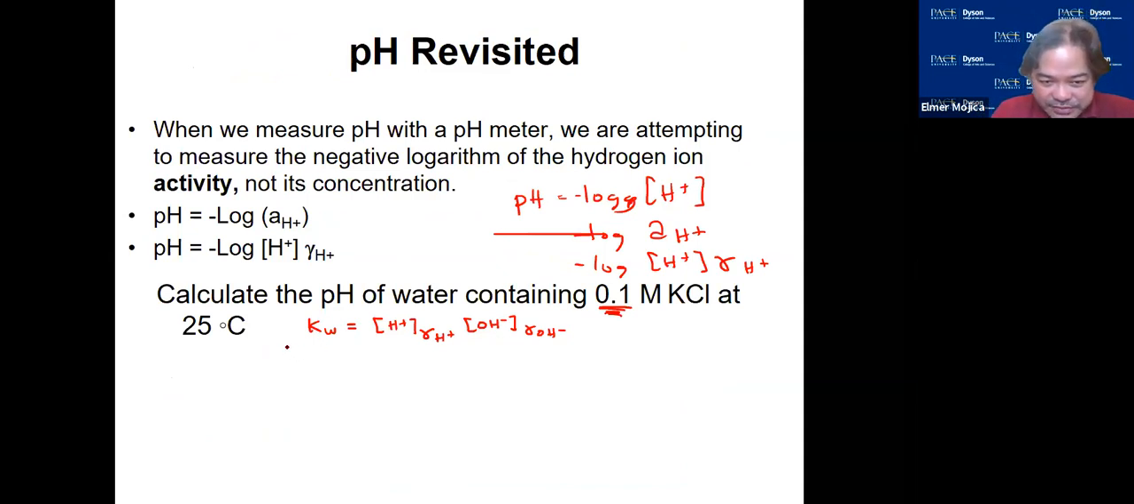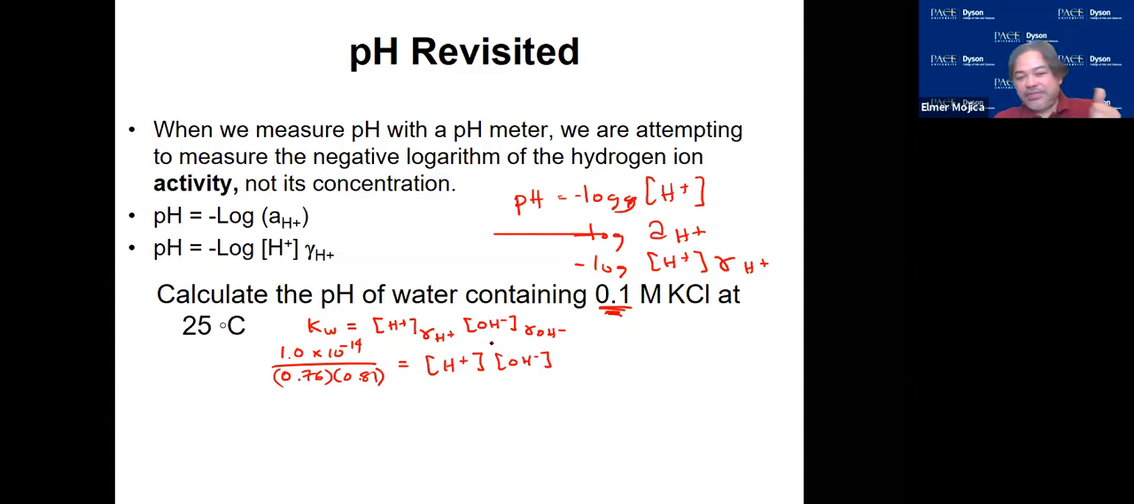So if you have this 1.0 times 10 to the negative 14, I would suggest you just divide it right away by the 0.76 and the 0.81, and you have there the H+ and OH-, because those are the respective values for the OH- and the H+. And I think earlier we already got the value over here, around 1.4, am I not mistaken, or 1.6? 1.6.